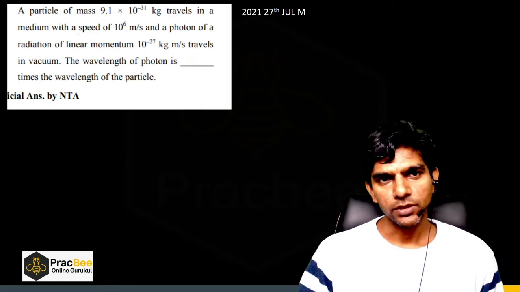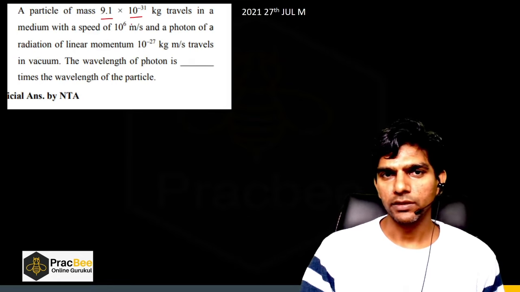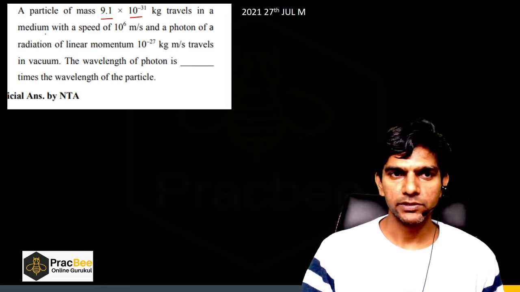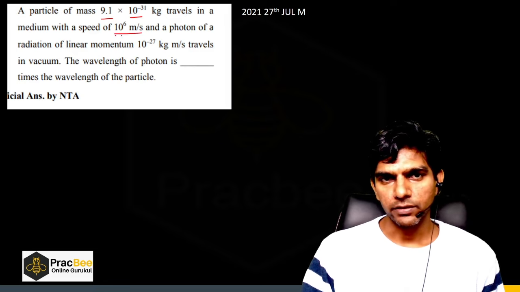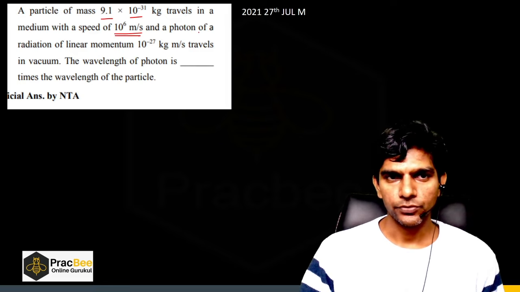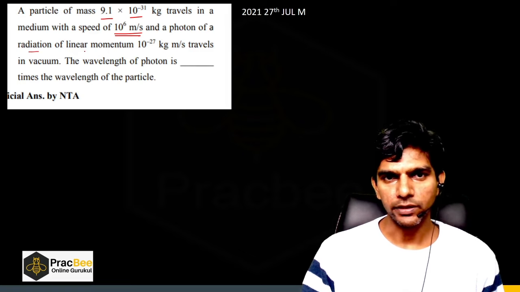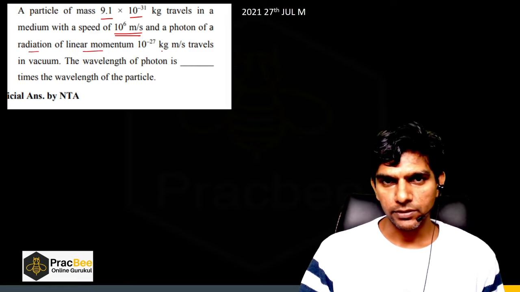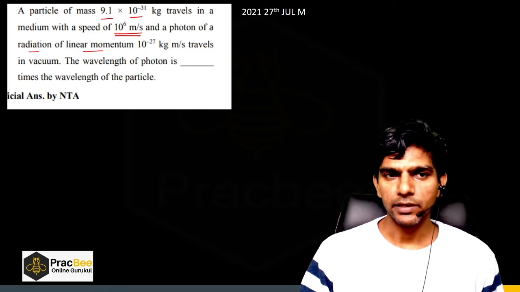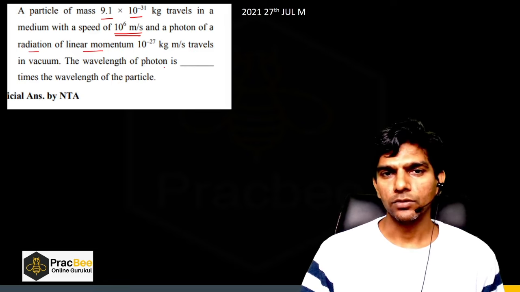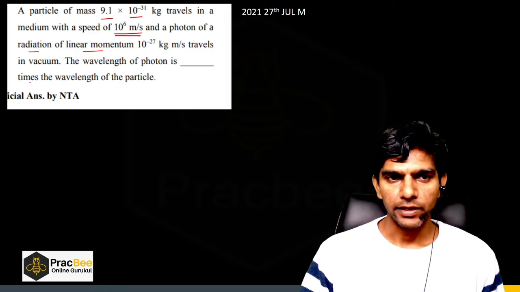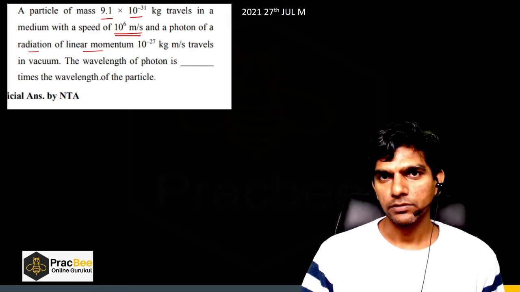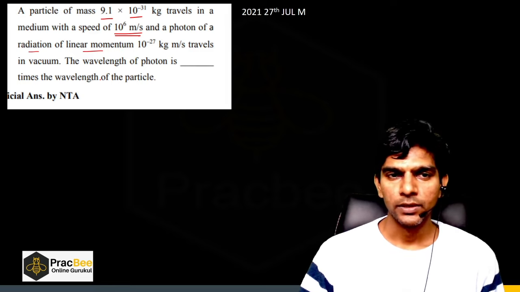Okay, now let us see this question. A particle of mass 9.1 into 10 raised to power minus 31 kilogram travels in a medium with a speed of 10 raised to power 6 meters per second, and a photon of a radiation of linear momentum 10 raised to power minus 27 kilogram meters per second travels in vacuum. The wavelength of the photon is dash times the wavelength of the particle. So try to pause the video and solve this question.